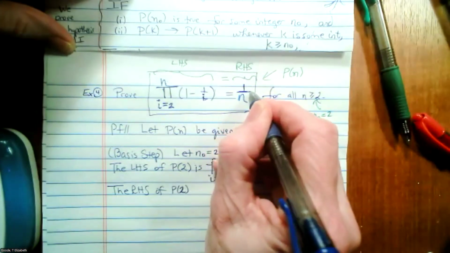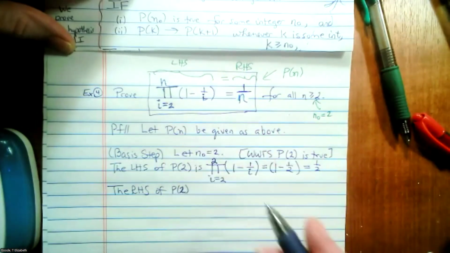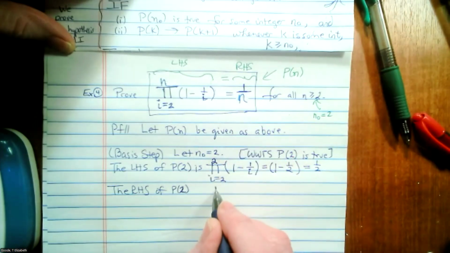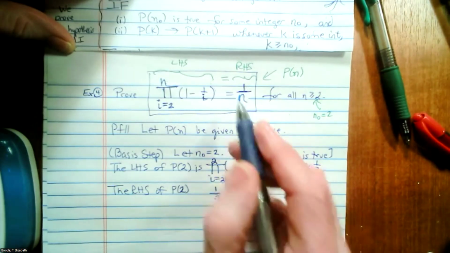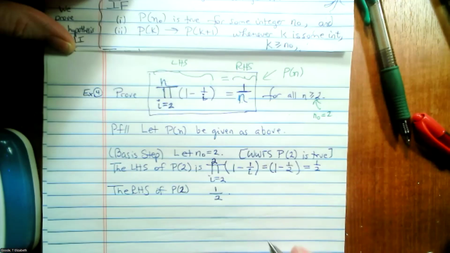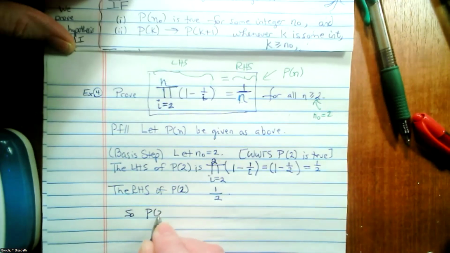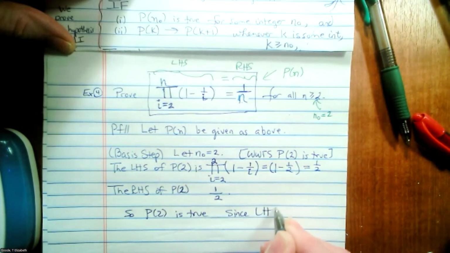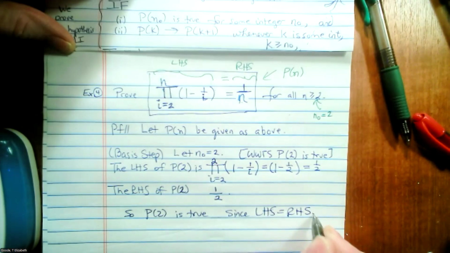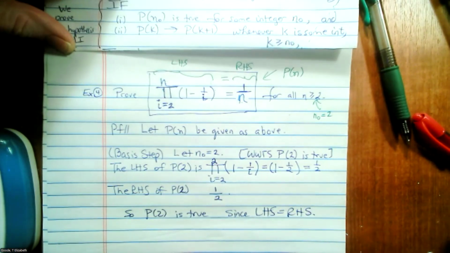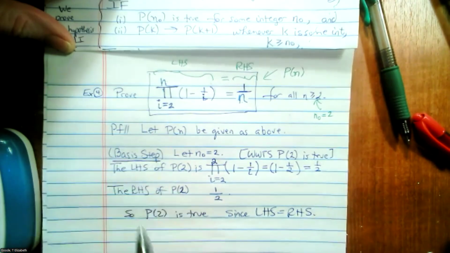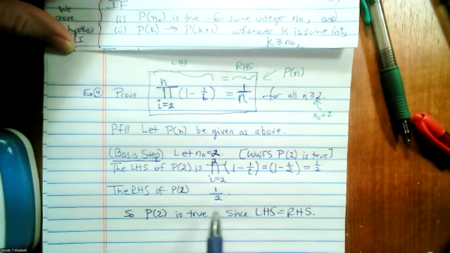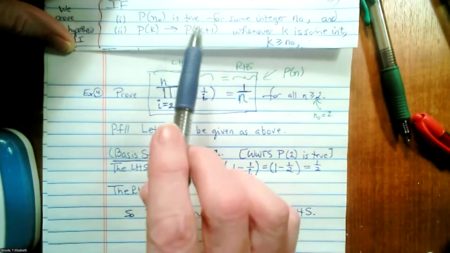All right, now let's check the right-hand side. There's not a lot of work to do here at all. It's deceptively easy, right? The right-hand side of P of 2 is just 1 over 2 because we just replaced the n with a 2. So P of 2 is true since the left-hand side equaled the right-hand side. Okay? So that's the basis step. You always want to show that it's true for that bottom level value. And a lot of times it's deceptively simple.